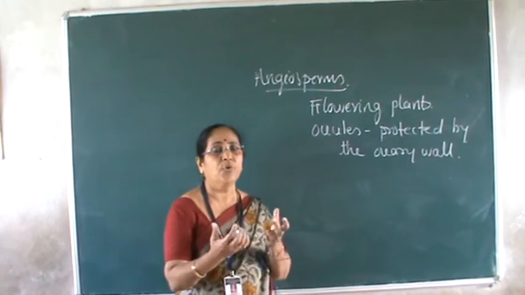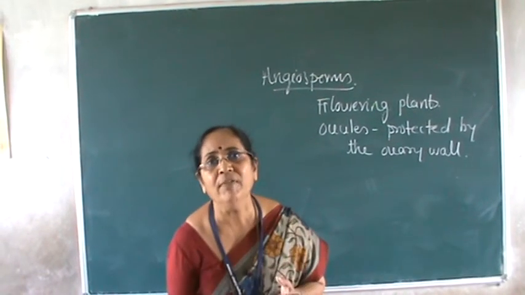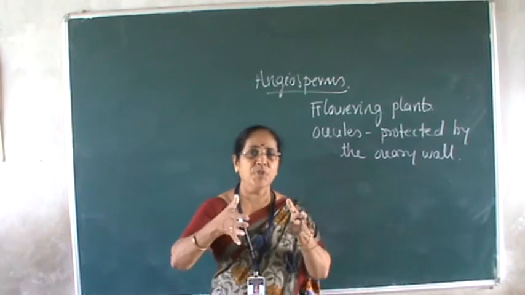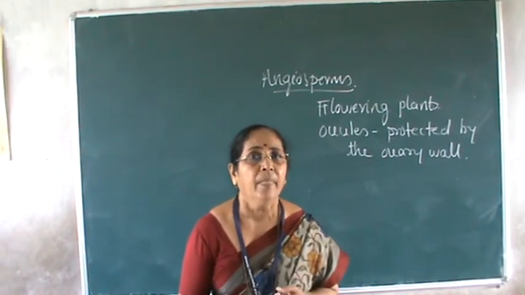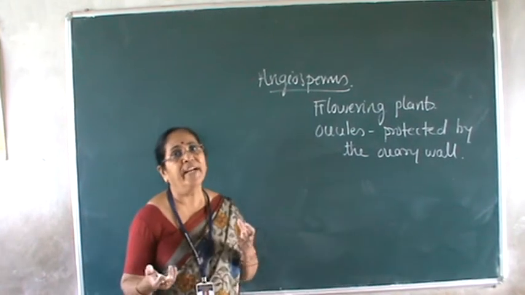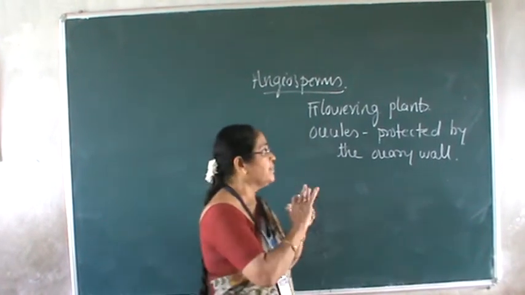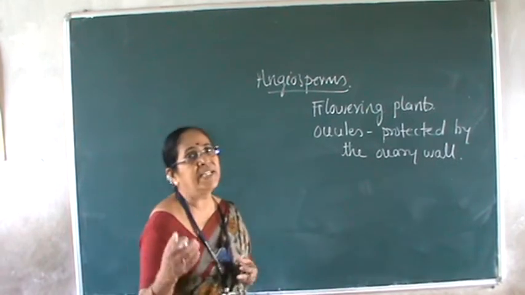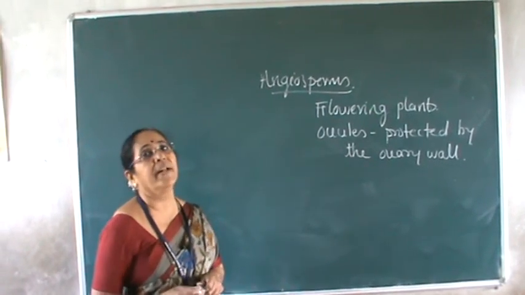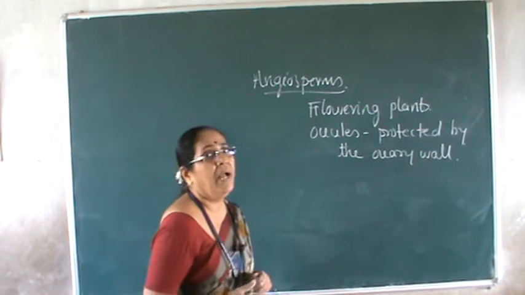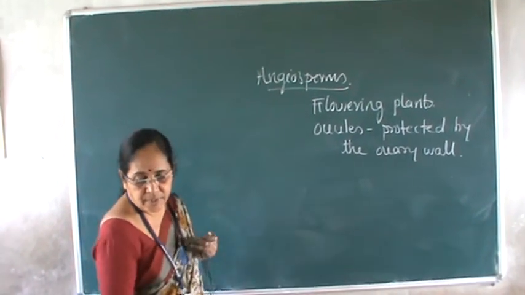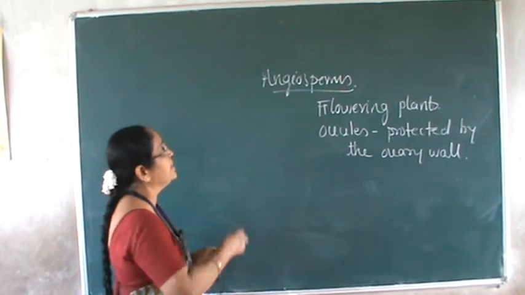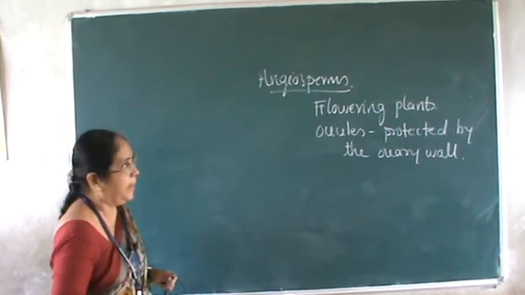Apart from its own integuments, because at the ovule level we call the outermost covering of the ovule the integuments. Outer and inner integuments will be there, and the integuments give rise to the seed coats. Apart from the seed coat, it is protected by the ovary wall, or it is deeply seated in the ovary or in the container. That is why it is called the angiosperms.